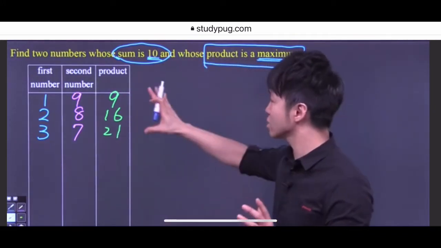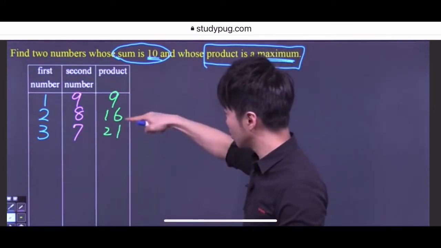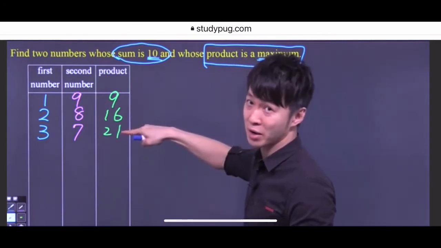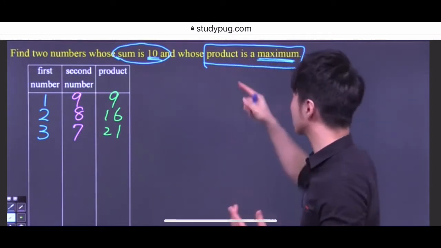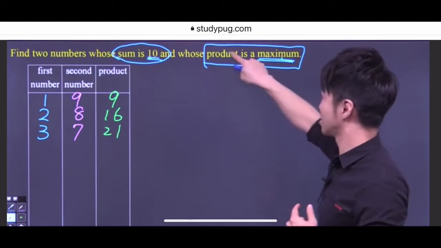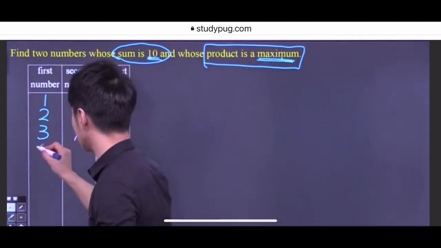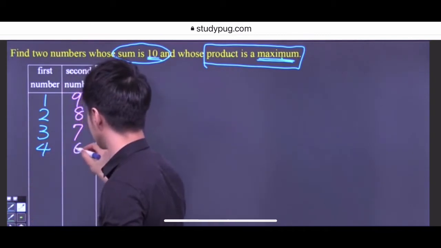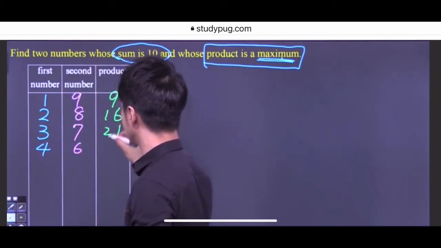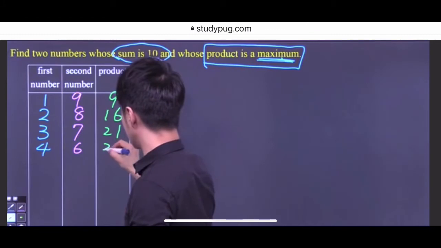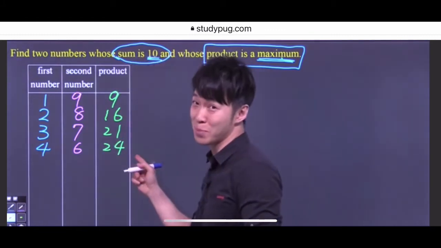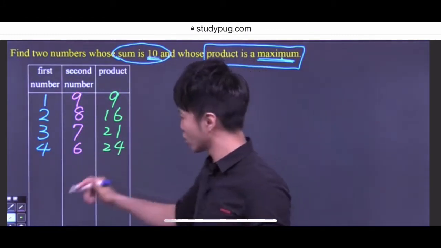So far it looks like we're on the right track because look, the product is getting bigger and bigger, and that's what we're looking for, right? Because we try to maximize the product. Okay, so let's try another set of numbers. Make the first number 4, second number 6, and 4 times 6 will give us a product of 24. Wow, the product is still getting bigger, so we shouldn't stop. Let's try another set of numbers.